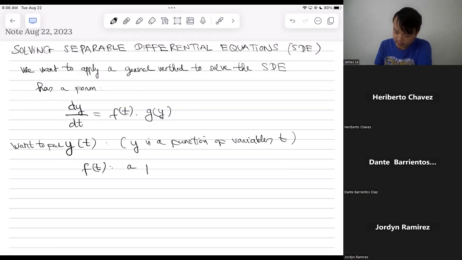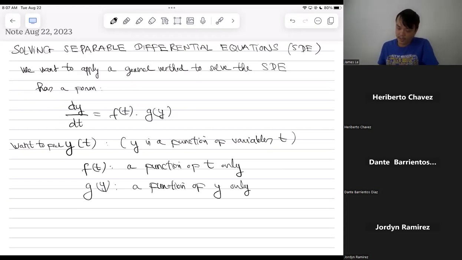f of t is a function only of t, and g of y is a function of y only. It means f of t and g of y are separate. In the function f, there is no y. In the function g, there is no t. So you can easily separate t to one side and y to the other side.